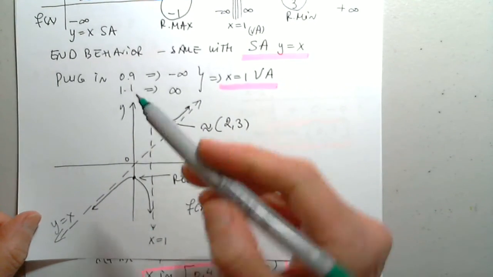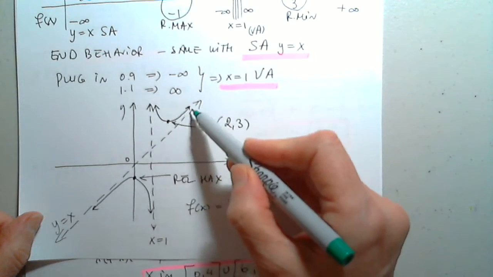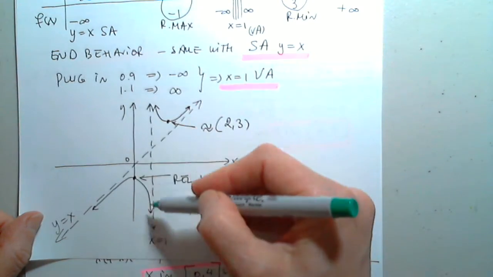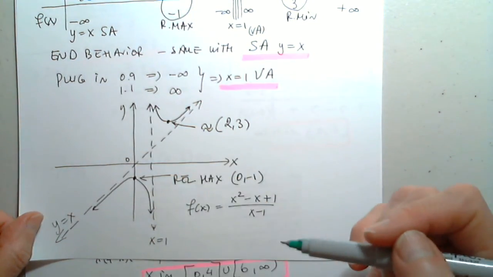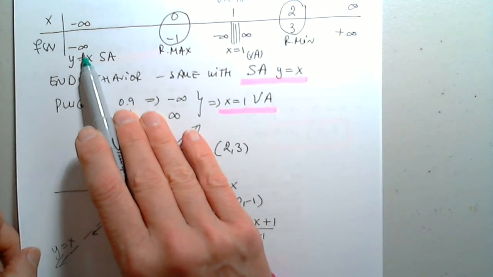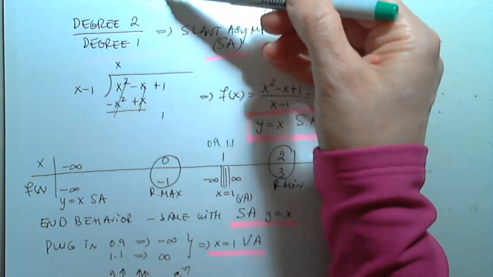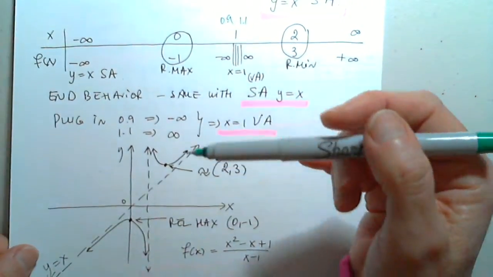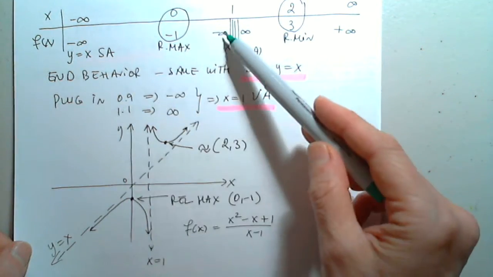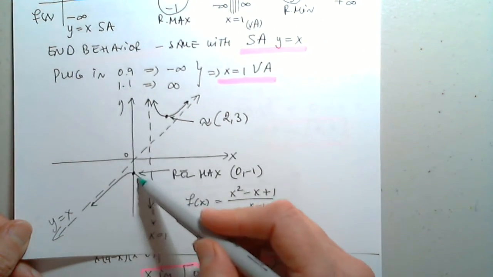So here we have to graph the asymptotes first. Y equals x, the slant asymptote, and x equals 1, the vertical asymptote. And we know that the function cannot connect. Of course, when x is 0, we have to find 1 over negative 1, which is negative 1. So the function cannot go from negative infinity to infinity. Negative infinity has to go to a maximum.